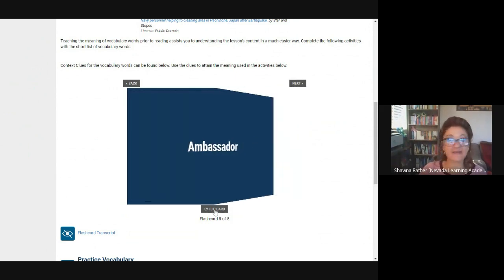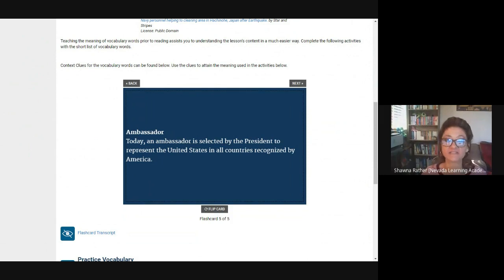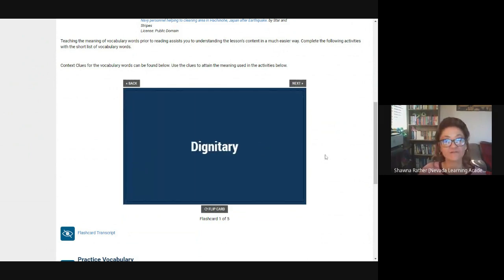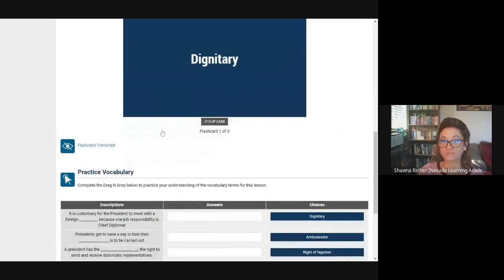The next word is ambassador. Today, an ambassador is selected by the president to represent the United States in all countries recognized by America. We send people over to other countries. They send people here, okay? And that's it for the vocabulary. Now, again, you could have used the back of those cards for your context clue or not. That is completely up to you as to whether or not that's what you wanted to do. Or you can use the definitions, context clues that we're about to do on the matching portion.